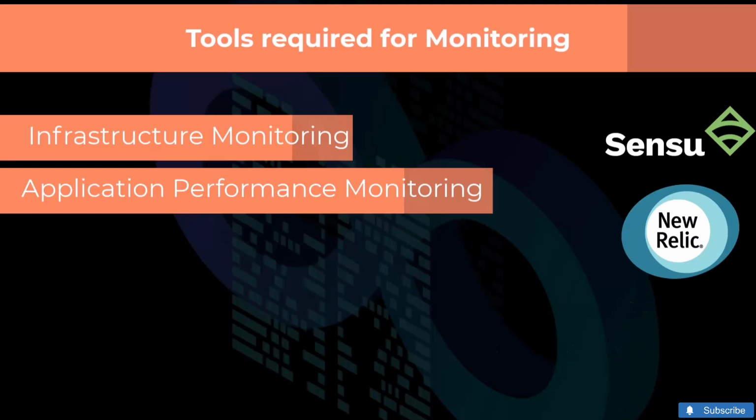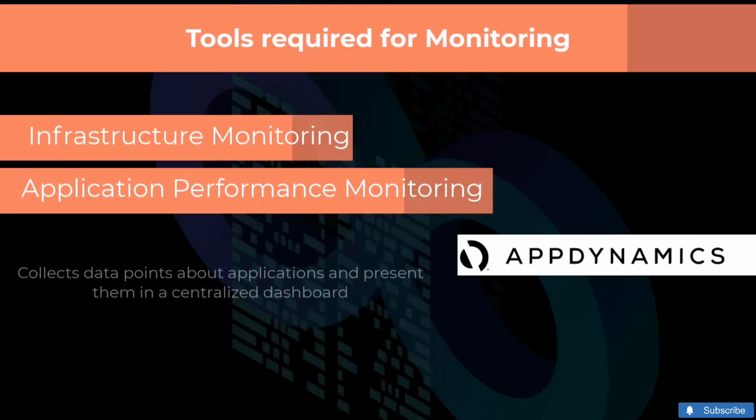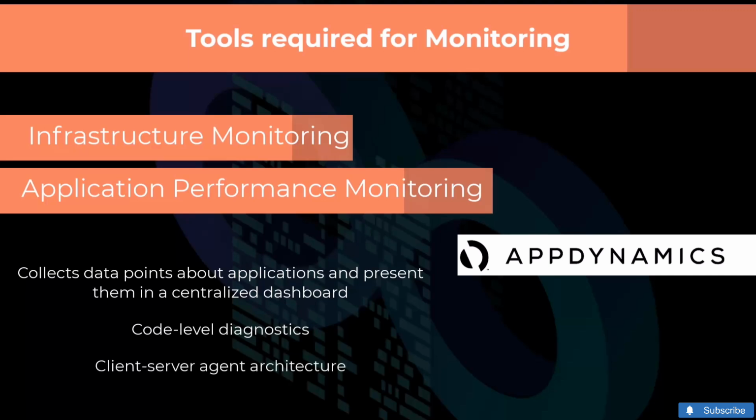So let's talk about application performance monitoring tools. One major tool is AppDynamics. AppDynamics collects data points about applications and presents them in a centralized dashboard. One of the benefits of AppDynamics is its code-level diagnostics. Developers would love this. It's often able to identify the source of problems or performance issues down to the line of code that is causing the problem. AppDynamics also uses a client-server-agent architecture with a centralized server and agents installed on each service. And we should also talk about New Relic here because that is also a good infrastructure monitoring tool and also does APM, which is application performance monitoring.